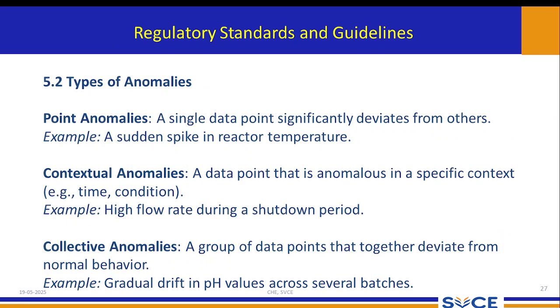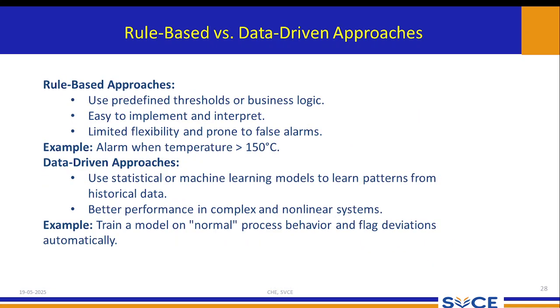Coming to the types of anomalies: point anomalies, contextual anomalies and collective anomalies, which we have discussed very elaborately in the previous classes. Coming to the rule-based approach, let's say I want an alarm when temperature is greater than 150 degrees. So use a predefined threshold value. I just put 150 degrees. Easy to implement and interpret, but limited flexibility and prone to false alarms.